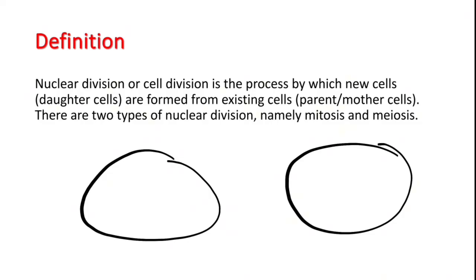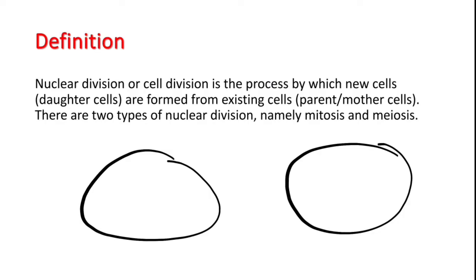So for human beings, our body cells have 46 chromosomes, while our sex cells have 23 chromosomes. Therefore, in the body cell of a human being, we're going to find 46, and in a sex cell of a human being, we're going to find 23 chromosomes. So 46 is the diploid number, 23 is the haploid number.